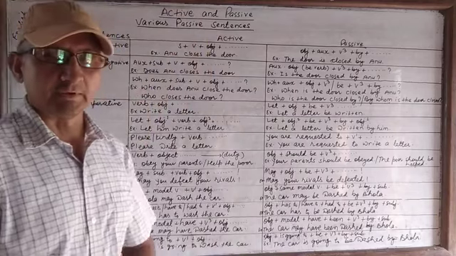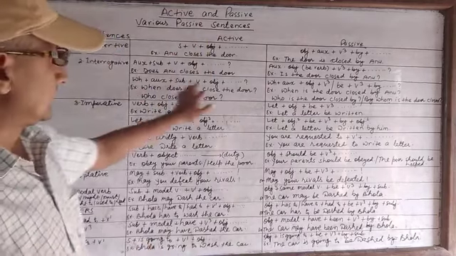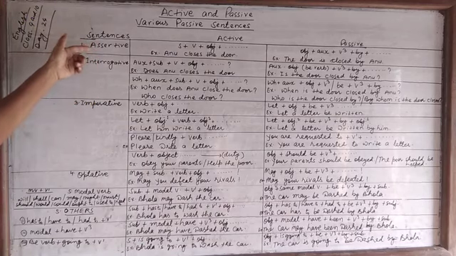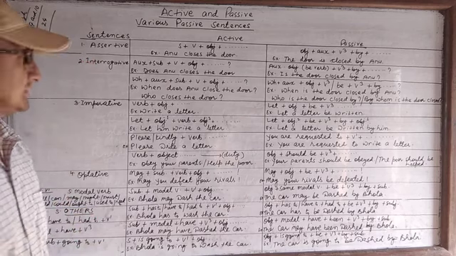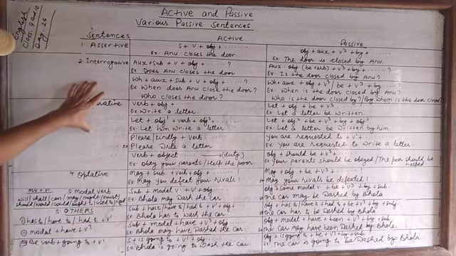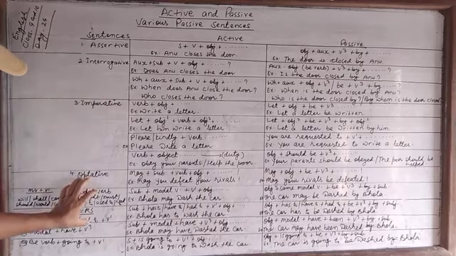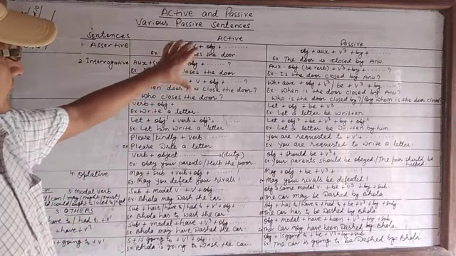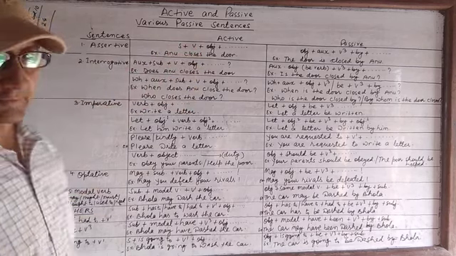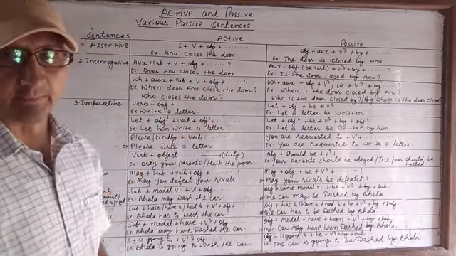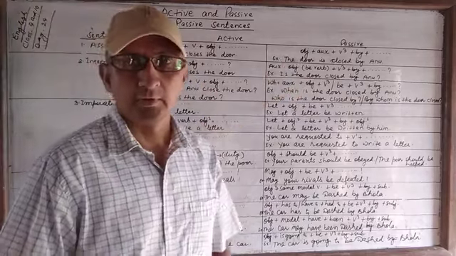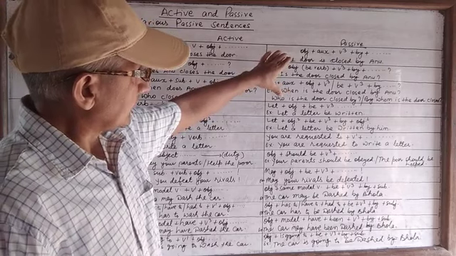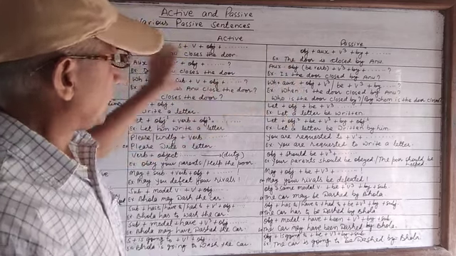Here you'll see one table. Look, in the table there are three columns. In the first column you'll see the names of different sentences. In the second column you'll see the active structures of different tenses and their examples. And in the third column you'll see the passive structures and examples of different passive sentences.